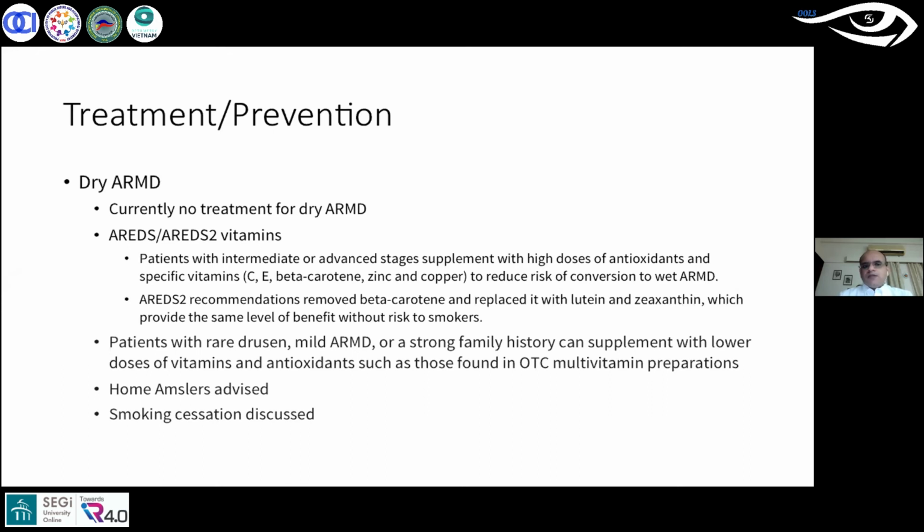Now, patients with rare drusen, with mild ARMD or a strong family history can supplement with lower doses of vitamins and antioxidants, such as those found in over-the-counter multivitamin preparations. I usually advise home Amslers. We try and discuss smoking cessation. What's important to remember over here is that patients need to undergo routine examinations, and that vitamins cannot be the treatment. They're just a preventive form.